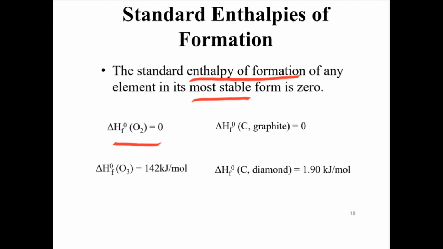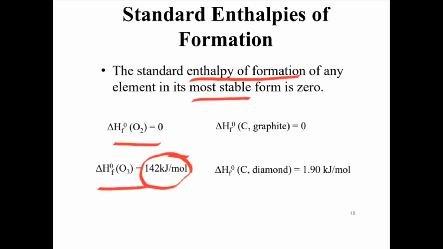For example, if you take the enthalpy of formation of oxygen, it is 0, whereas ozone's enthalpy of formation is 142 kilojoule per mole, because ozone is not as stable as oxygen.